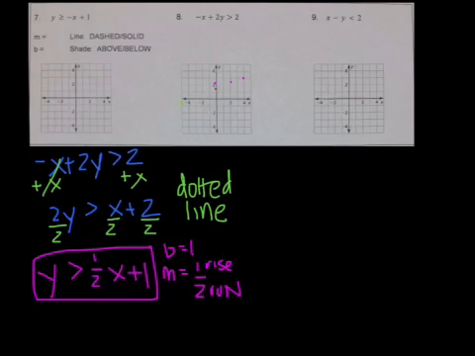And since it is greater than, my solutions are going to be above the line. So you need to shade above. Sorry, that E's kind of ghetto looking. It's all right. You can write it better. And so you're going to shade above that line.